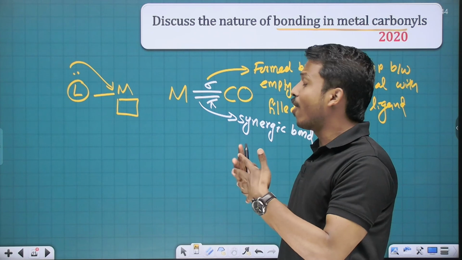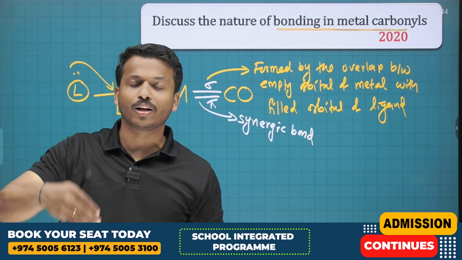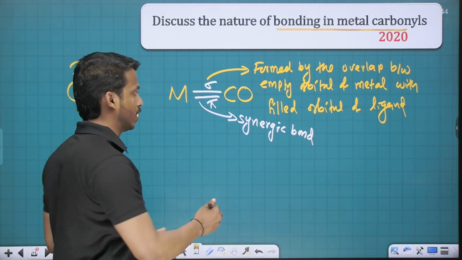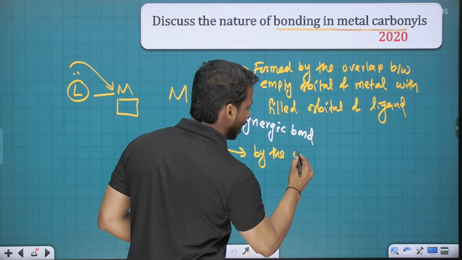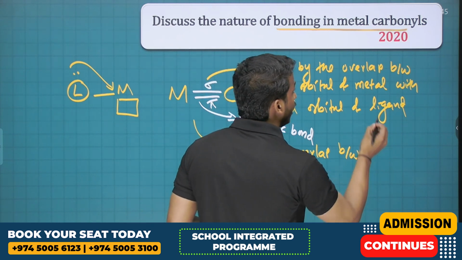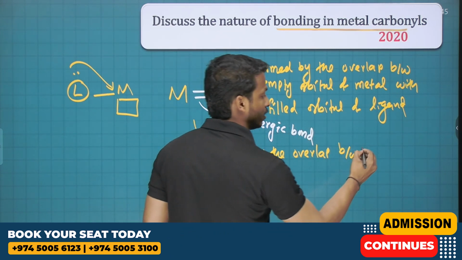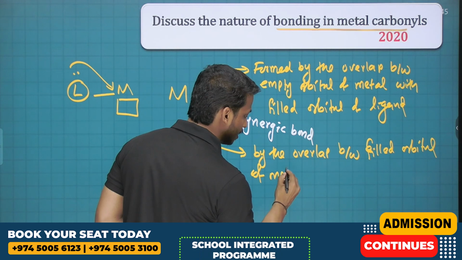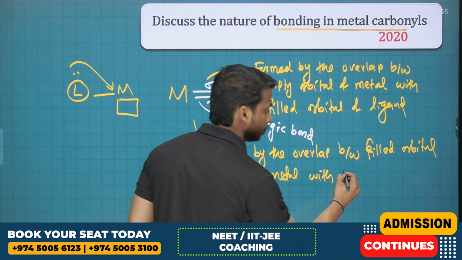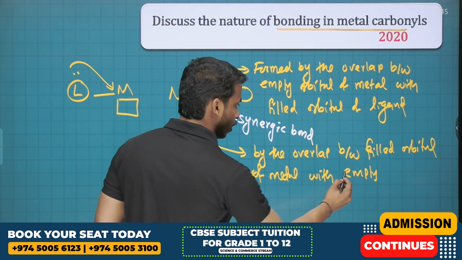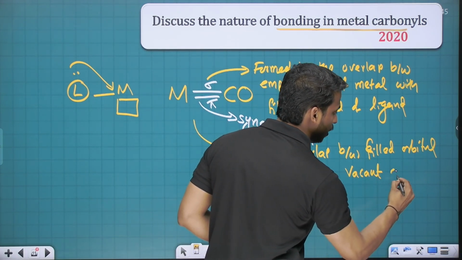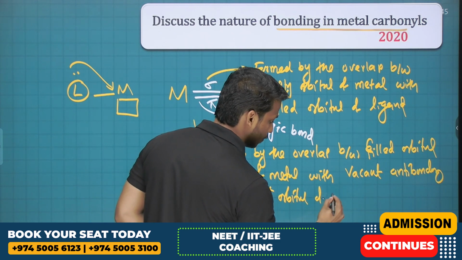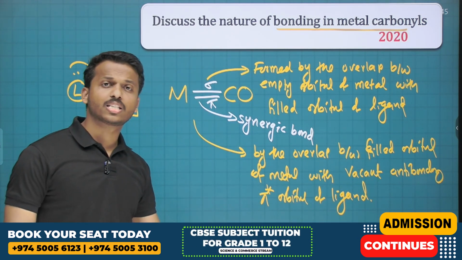So how is the sigma bond formed? It is formed by the overlap between the empty orbital of the metal with the filled orbital of which one? Ligand. Now we want to say how the synergic bond, the pi bond, the extra bond, is formed. Just the opposite. It is formed by the overlap between the filled orbital of the metal, with the empty or vacant anti-bonding pi star orbital of the ligand. Anti-bonding pi star orbital of the ligand. This is the way the pi bonds are formed.